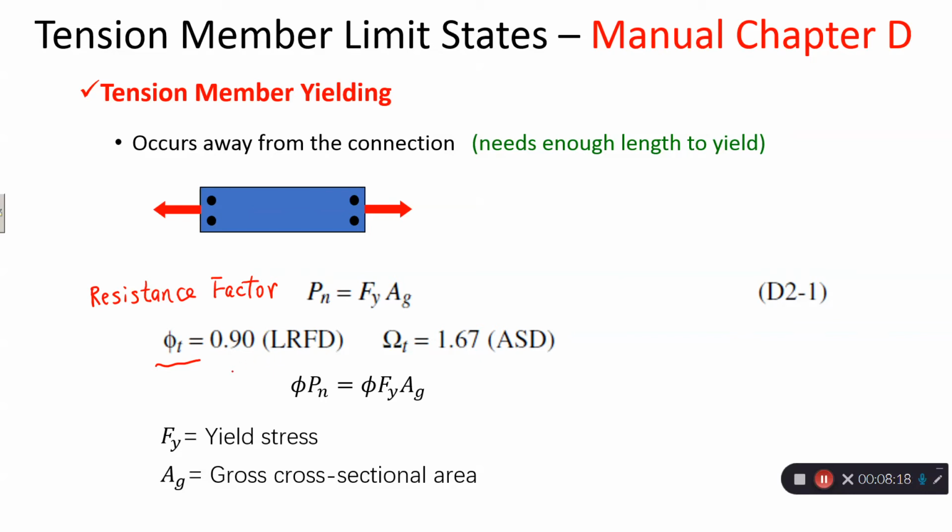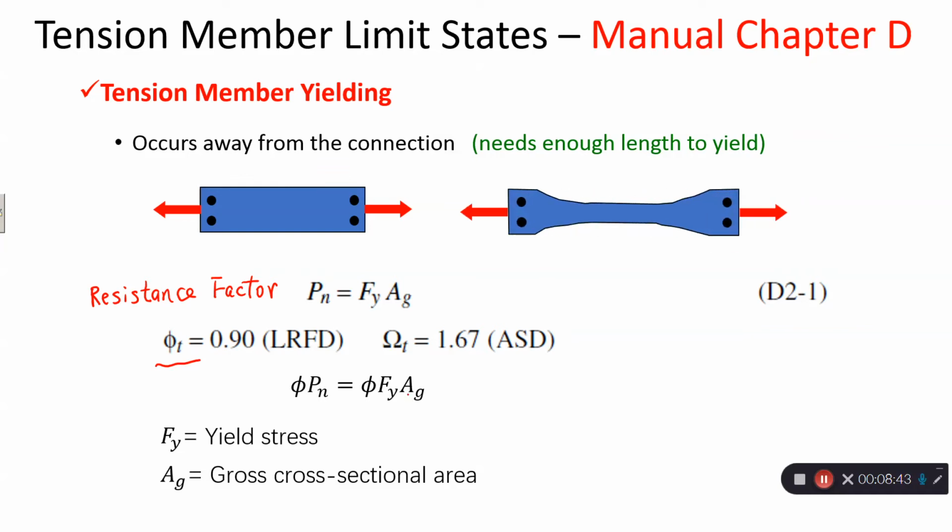Resistance factor for yield limit state is 0.9. It's pretty high. That means we have more confidence in determining the yielding strength for the member. So we apply a higher resistance factor.